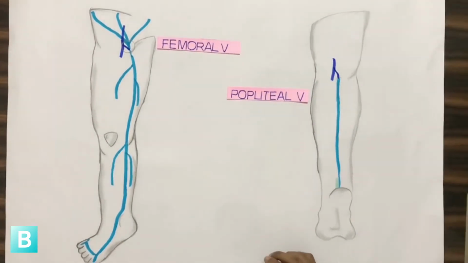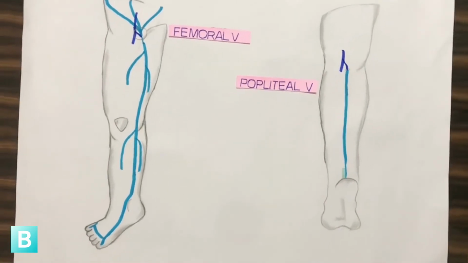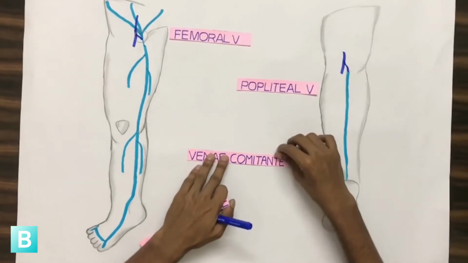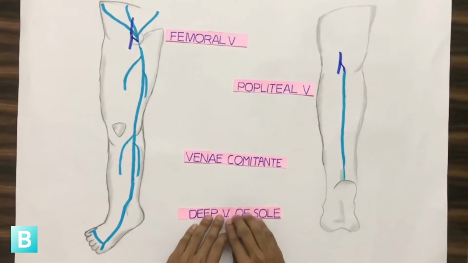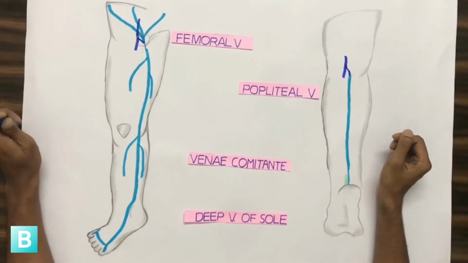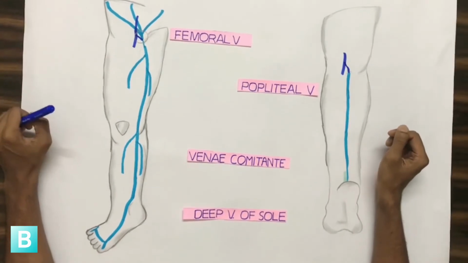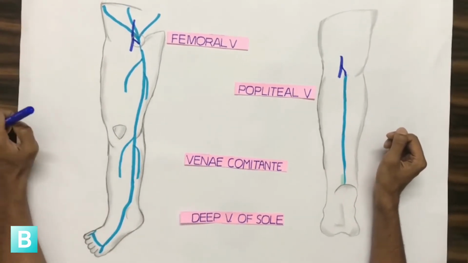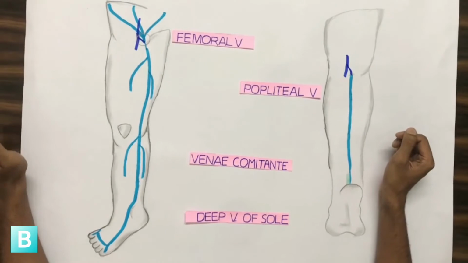Now lastly, we have two other deep veins called the venae comitantes and the deep veins of the sole. Now venae comitantes is the vein which accompanies the anterior and posterior tibial arteries, while the deep veins of the sole are the medial and lateral plantar veins of the sole.